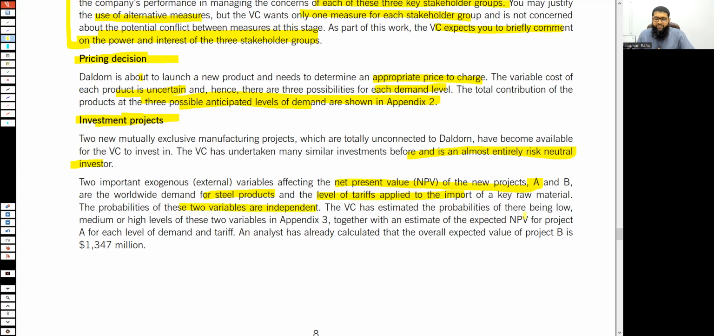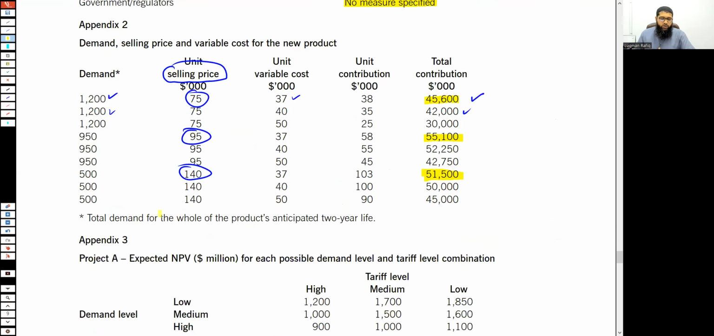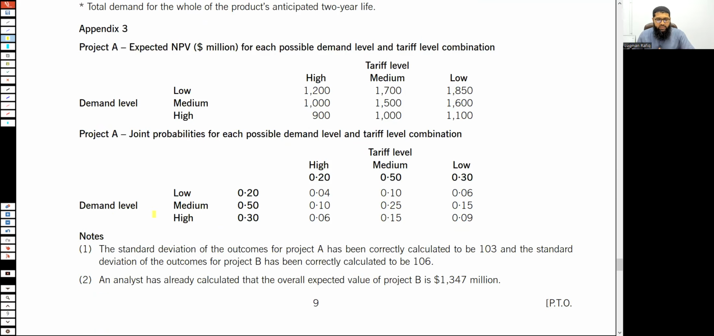The VC has estimated probabilities of there being low, medium, or high levels of these two variables in Appendix C, together with an estimate of the expected NPV for the project A for each level of demand and tariff. An analyst has already calculated the overall expected value of project B as 1347. Now, if you go into Appendix 3, what is actually going on? Project A, the expected NPV for each possible demand level and tariff level combination. Demand level low, tariff high, so this is what the NPV will be. Low, medium, this. Low, medium, low and low, this.